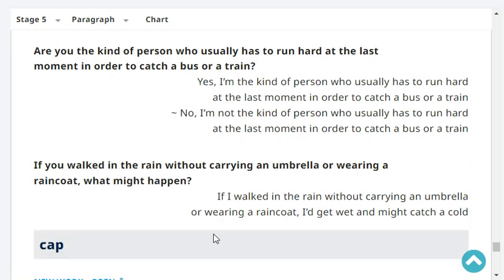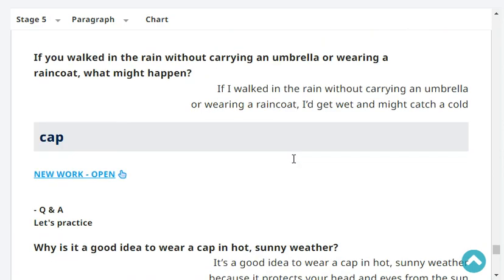If you walk in the rain without carrying an umbrella or wearing a raincoat, what might happen? If I walk in the rain without carrying an umbrella or wearing a raincoat, I'd get wet and might catch a cold. Very good.